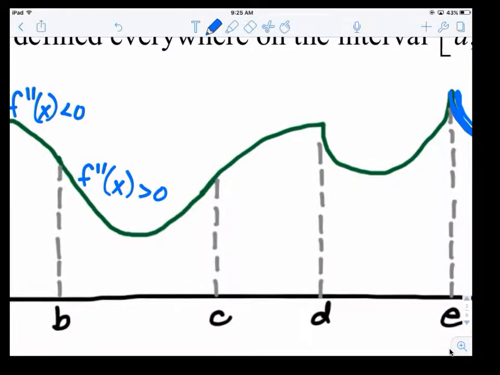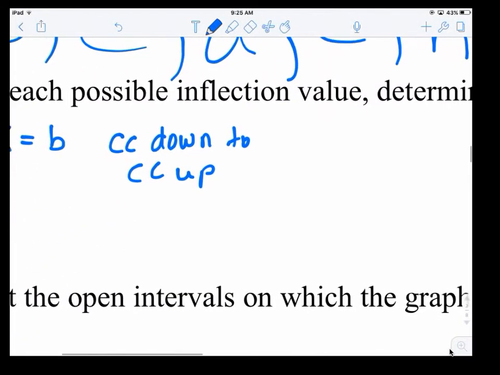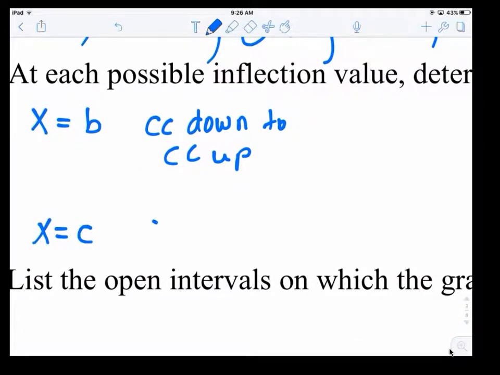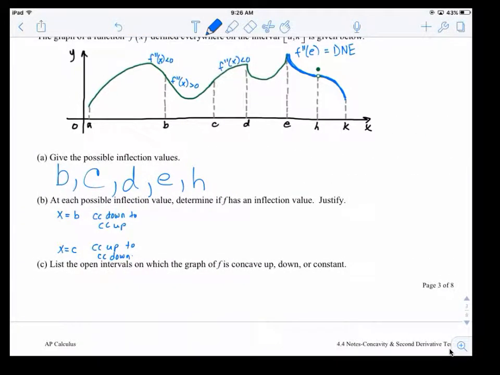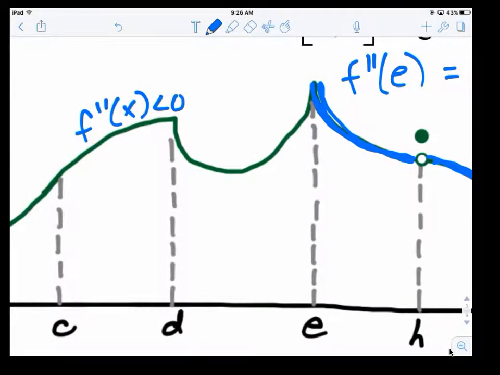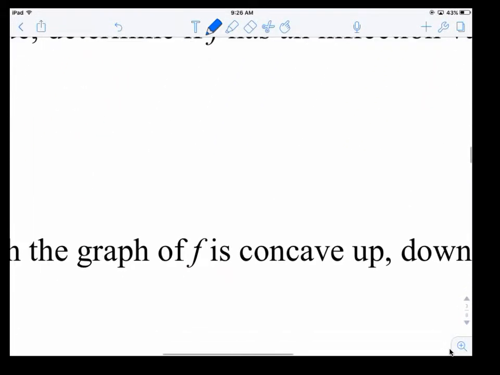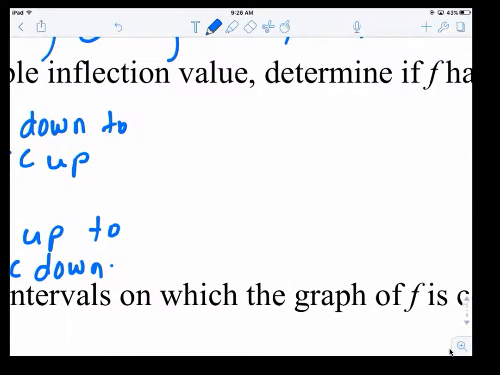What about C now? So we are concave up, and then once I get to C, I'm now what? All right, so C is another one. x equals C, concave down. Oh, I'm sorry. Concave up to concave down. Now what about D? We have concave down, and then I am concave up. So there's another one. So x equals D, concave down to concave up.